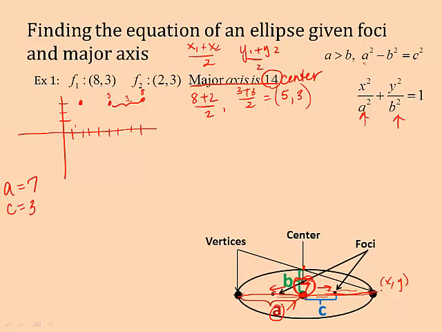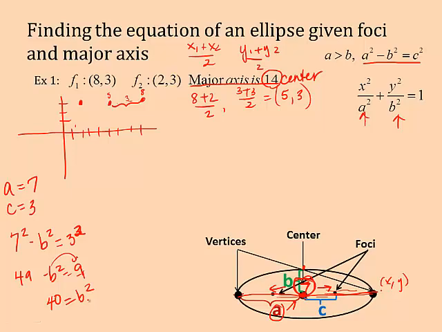I have an equation. Remember this equation up here? A squared minus B squared equals C squared. That is enough for me to know what B is. So I'm going to plug in the values that I know. I know 7 squared minus B squared equals C squared, and C squared is 9. So 49 minus B squared equals 9. I'm going to move B squared over, and subtract 9 from both sides, and that gives me 40.